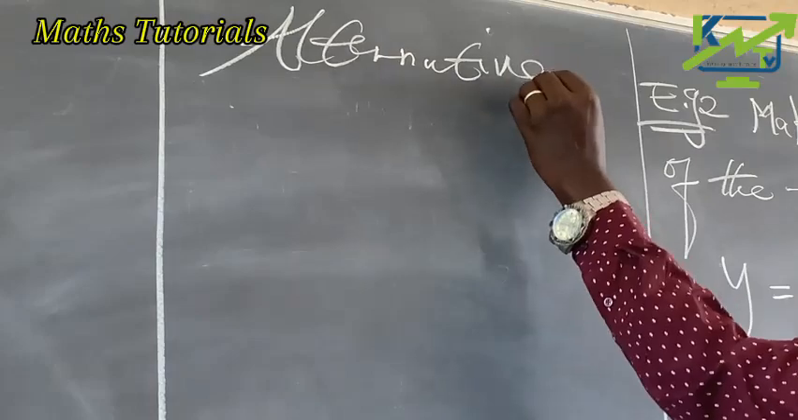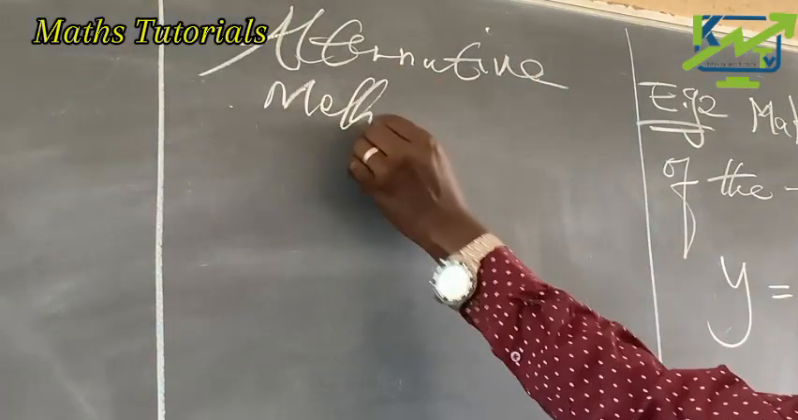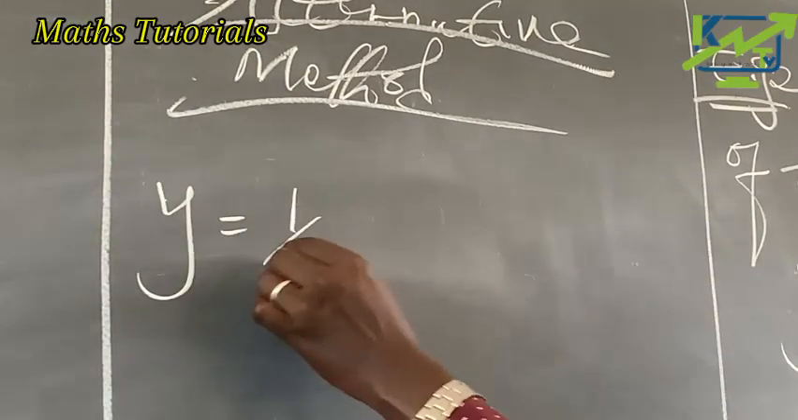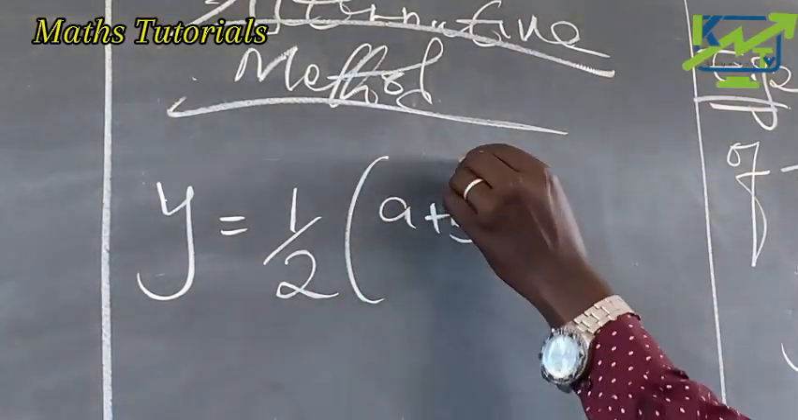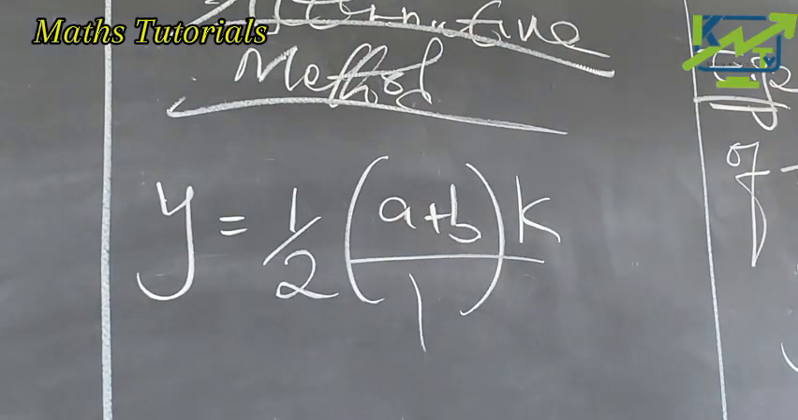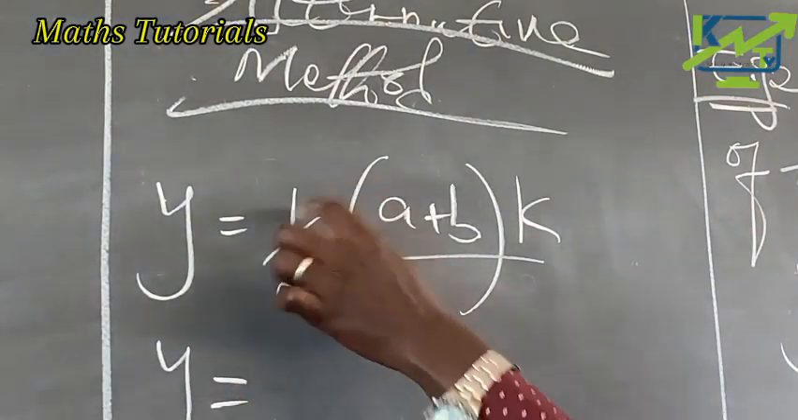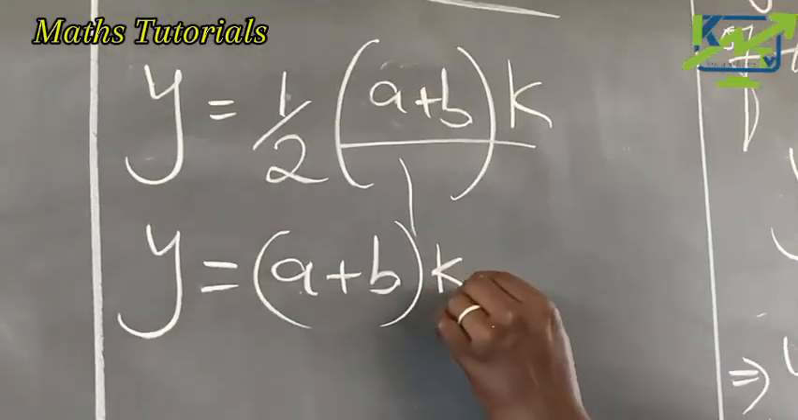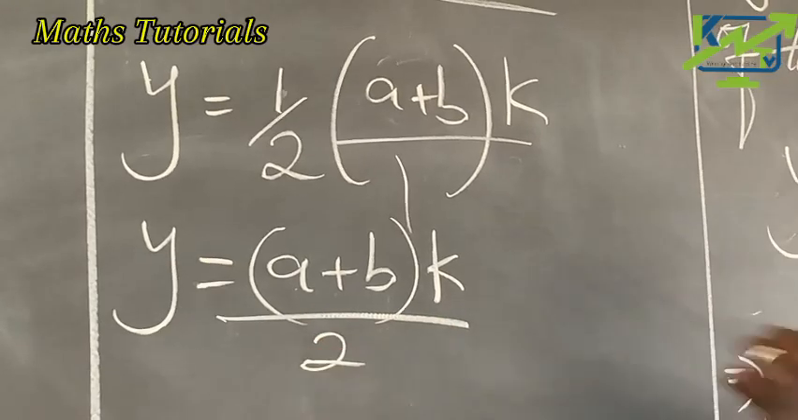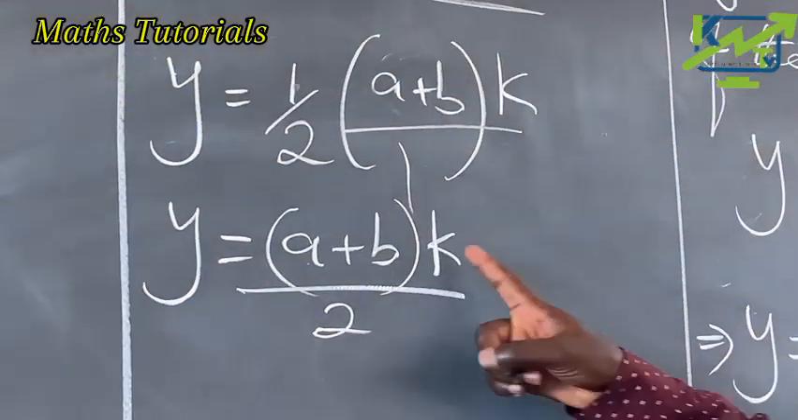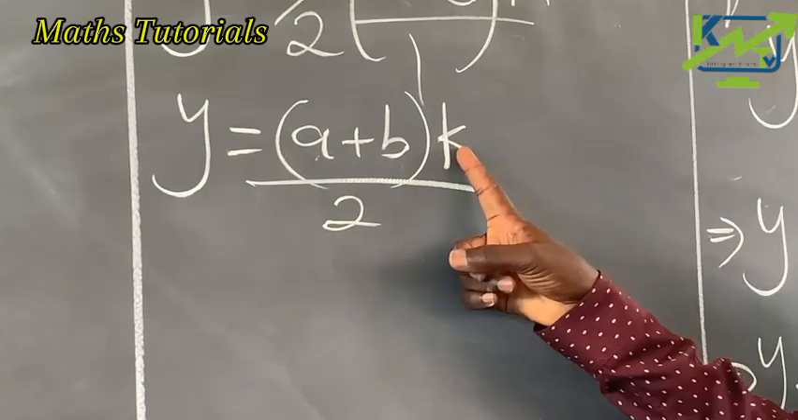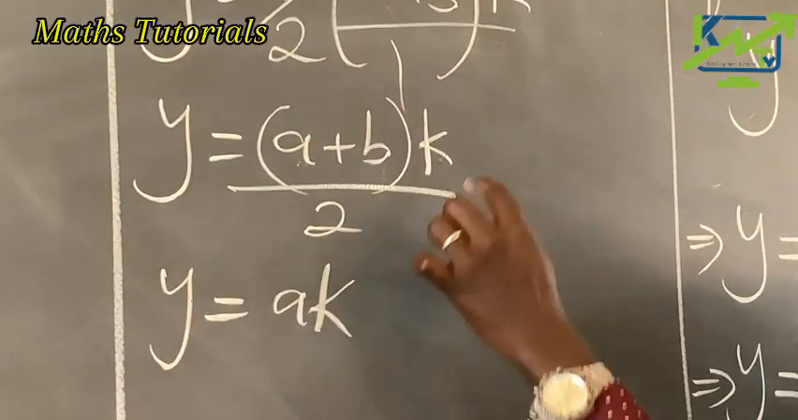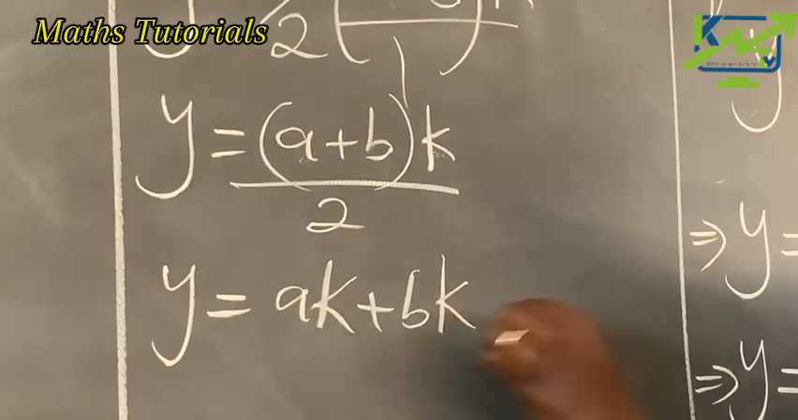The alternative method. Now this is what we have, y equals 1 over 2 into (a plus b) k. I make this over 1. So now therefore we have y equals 1 times any term is that term, (a plus b) all in bracket, k all over 2. So from here now we expand this bracket first. As I said earlier, k will first times a. So now we are going to have y equals ak plus bk.